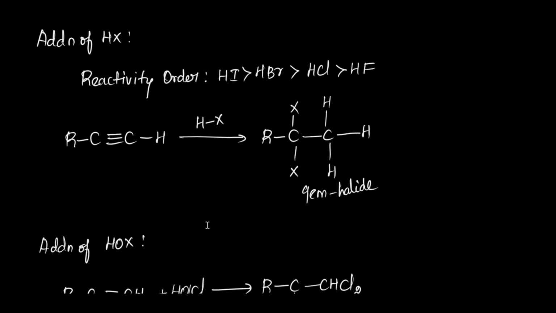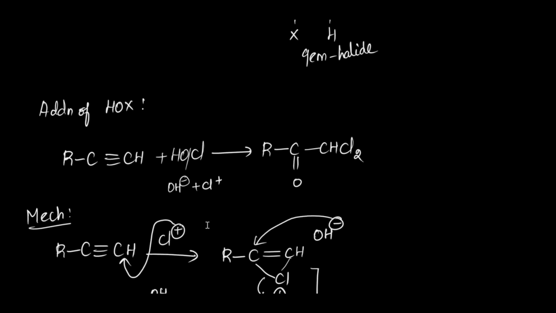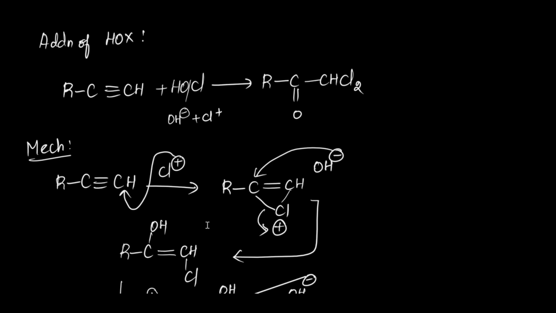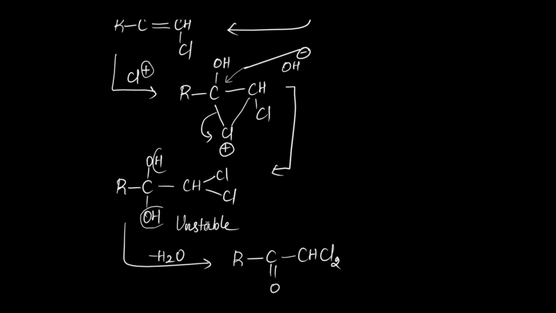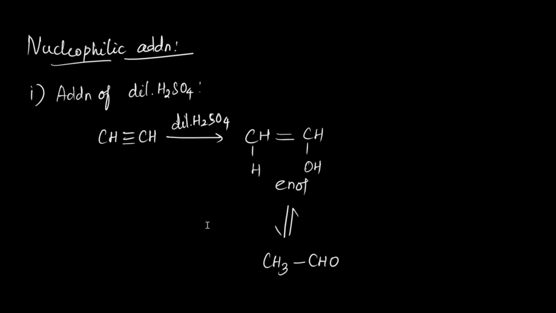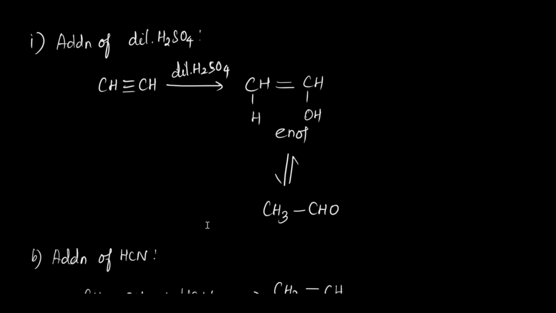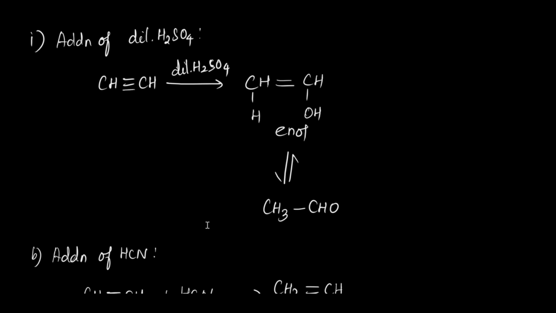In addition of HX, the reactivity order follows: HI will be more reactive, then comes HBr, HCl and HF, and it can form the geminal halide. Addition of HOX like HOCl will give you RC double bond O with CHCl2. The mechanism is given over here. These are electrophilic additions. Talking about nucleophilic addition, using dilute H2SO4, HOH will get added. Later the enol will form the keto form, that is CH3CHO.